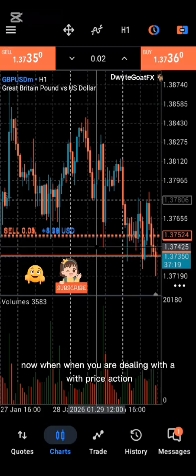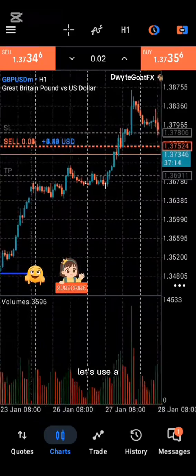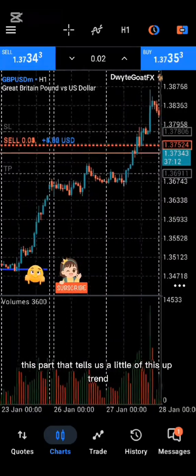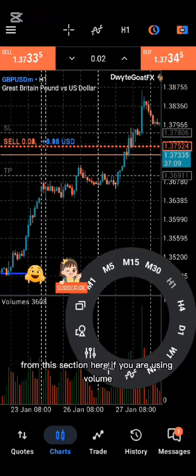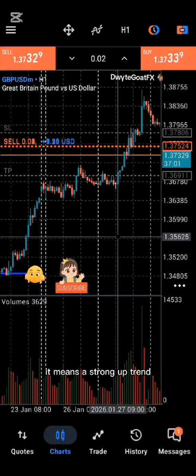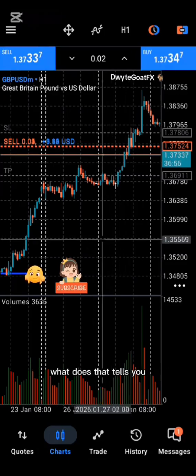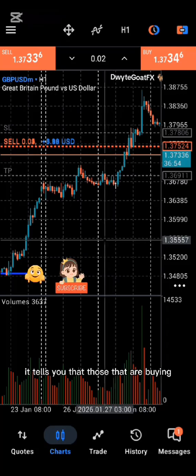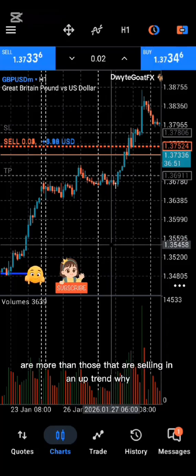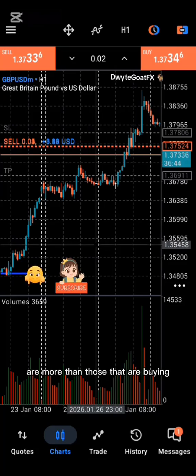Do you understand? Now when you are dealing with price action, let's use this part that shows us a little of this uptrend from this section here. If you are using volume, when price rises plus volume rises, it means a strong uptrend, high participation, confirming a move. What does that tell you? It tells you that those that are buying are more than those that are selling in an uptrend. While in a downtrend, those that are selling are more than those that are buying, which is vice versa.